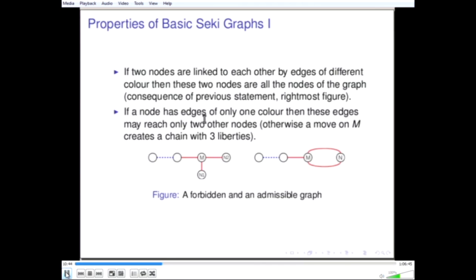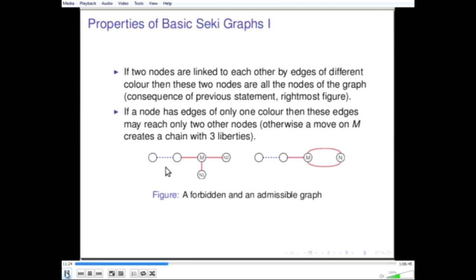If a node has edges of only one color, then these edges may reach only two of the nodes. Okay, so here we have three edges of one color, which may share one and the same liberty, but then these three edges must have only one other liberty, but here they have three other liberties. So this is not allowed. That here would be allowed because these three edges have only two other nodes.